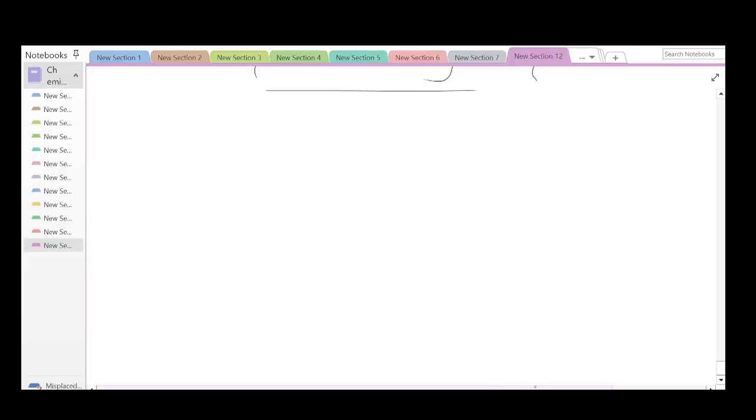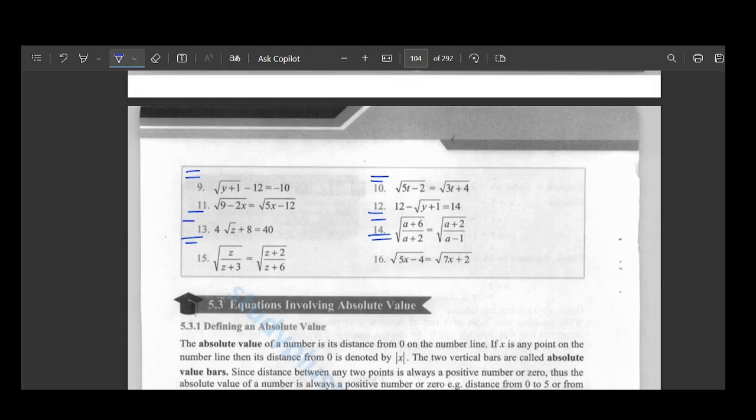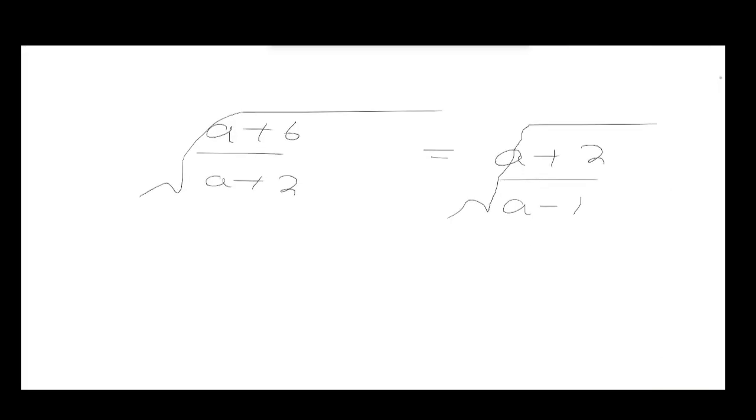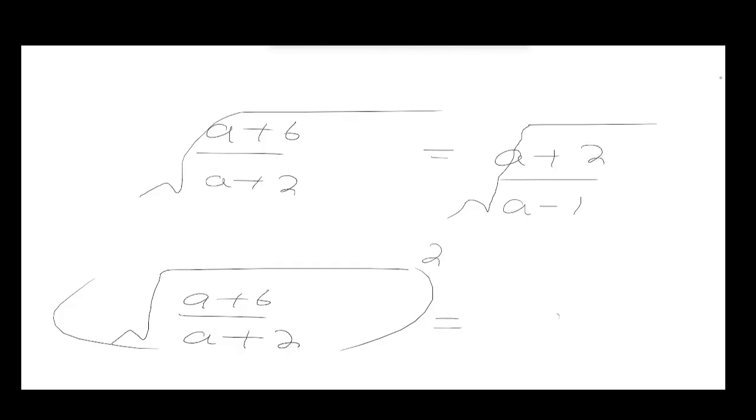We can simply write a plus 6 divided by a plus 2, and then we are going to take the radical sign above, and this is equal to a plus 2 divided by a minus 1, and then we are taking the radical sign above. So how can we solve this expression? Firstly, we are going to be taking the square on both sides, so that means a plus 6 divided by a plus 2 will be written like this, and then we are going to take the whole square, and that is equal to a plus 2 divided by a minus 1 with the radical sign with the whole square.